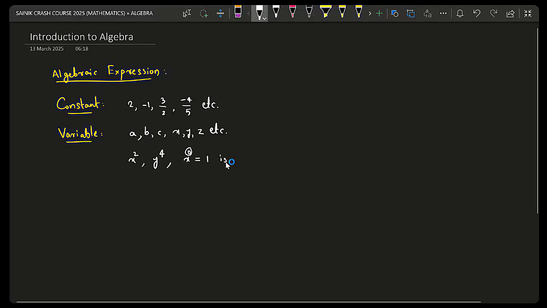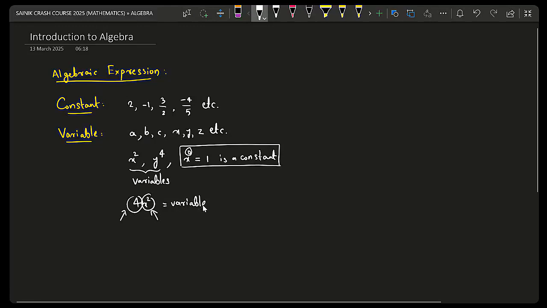But this is a constant. Only power 0 will become a constant. Why? Because any number to the power 0 will become 1. Except 0, any power it may have, these are called variables only. A number which is the product of a constant and a variable is also called a variable. For example, if I take 4x square, this is the product of 4 and x square. 4 is a constant and x square is a variable. The product of a constant and variable is also a variable.